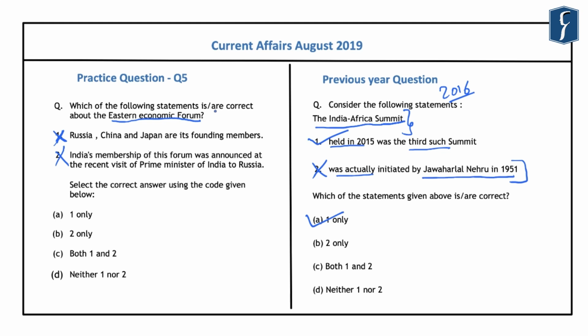And this is because a question was already asked in the year 2016 on a similar summit related to India and Africa, which was held in the year 2015 in India. So you should always keep track of such important summits where India has shown its interests. With this, let's take up the next question now.